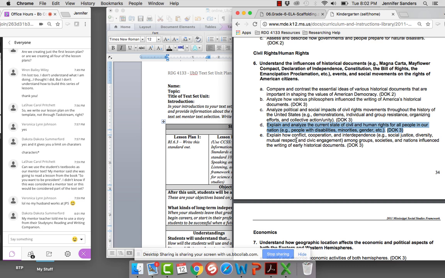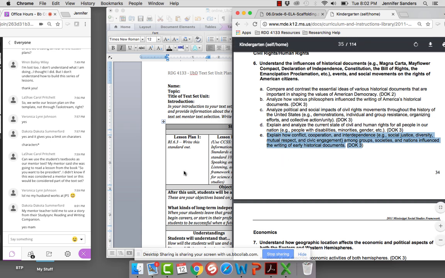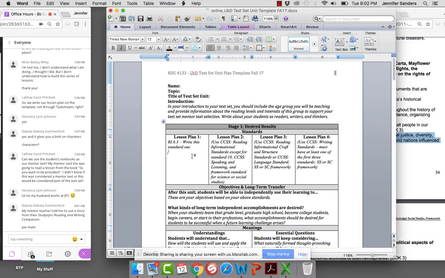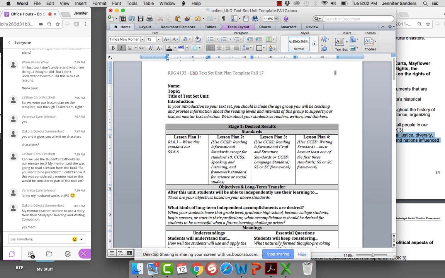So we have that one, but this one is the one that I like here, this standard. When we talk about explaining conflict, cooperation, and interdependence, and we're talking about diversity among groups and societies. So this is the standard that I'm focused on. And so I'm going to do social studies 6, and it's standard 6E. And so I know that I need to write this standard out.